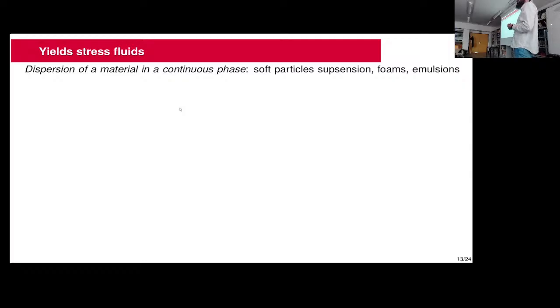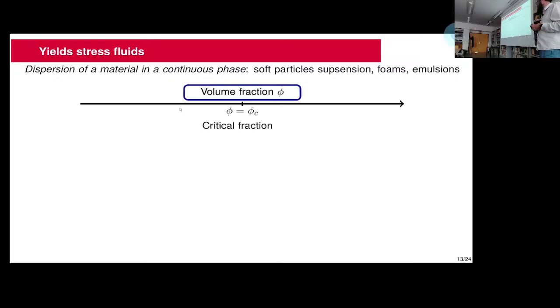What are yield stress fluids? Usually, but not always, it's a dispersion of a material in a continuous phase. So you can think of soft particle suspensions, foams, or emulsions. And what is interesting with yield stress fluids is that their behavior might change depending on a lot of things. The first one will be the volume fraction of the dispersion in your continuous phase. There's actually a critical fraction above which the behavior changes depending on the stress you apply to this material.